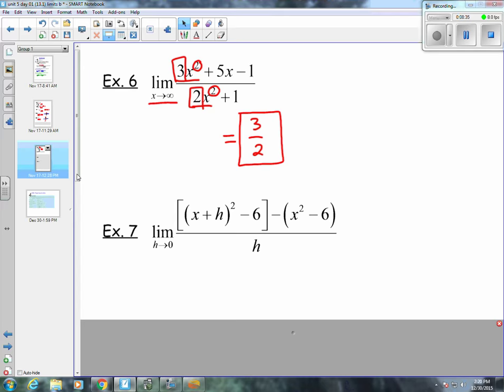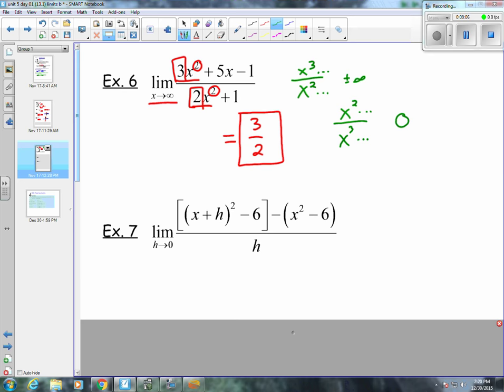This one should look familiar. Well, let me back up for a second. And by the way, if the degrees are not the same, if the degree is higher on top, for example, if it was an x³ on top and an x² on the bottom, then the limit is going to be approaching positive or negative infinity. If the degree on the bottom is higher, then the limit is going to be approaching 0.